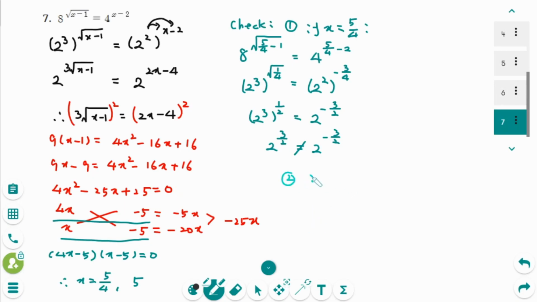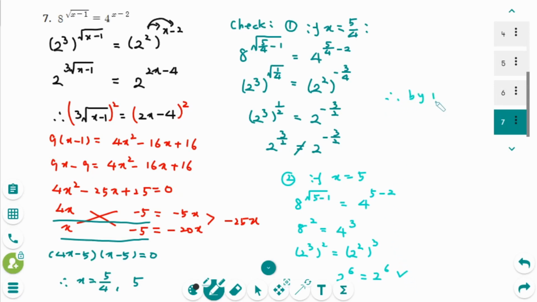Number 2, if x equals 5, 2 to the power of 3 to the power of square root of 5 minus 1 equals 4 to the power of 5 minus 2. 2 to the power of 3 to the power of square root of 4, which is 2, then 4 to the power of 3. 2 cubed to the power of 2 equals 2 squared to the power of 3. So 2 to the power of 6 equals 2 to the power of 6, which is the same. Therefore, by 1 and 2, x equals 5.